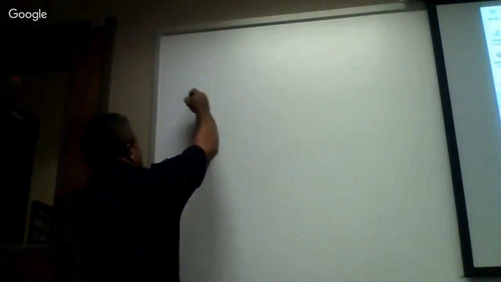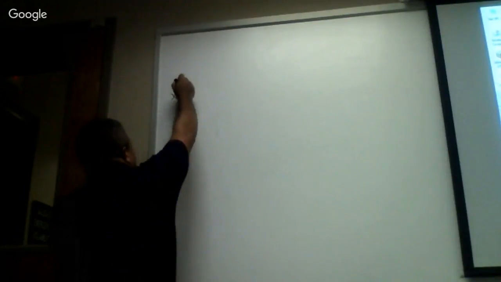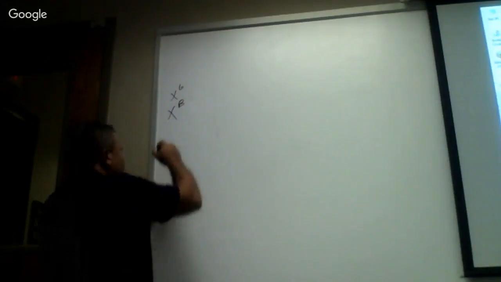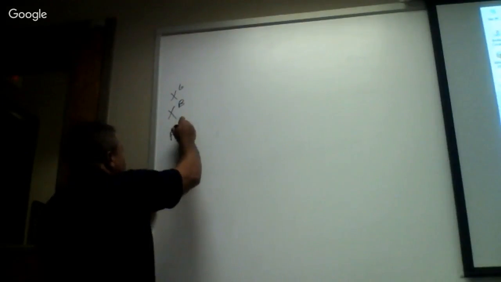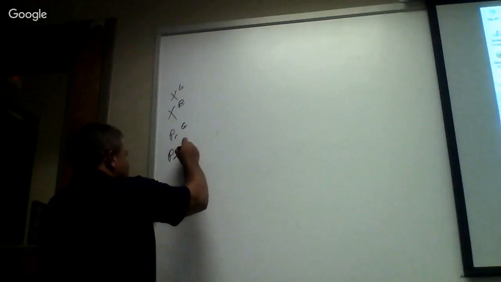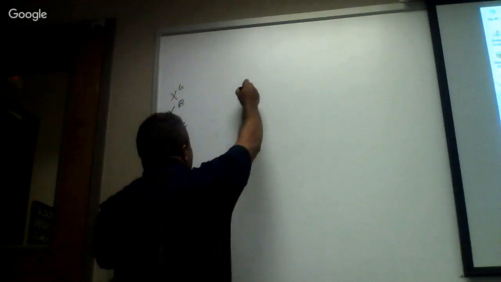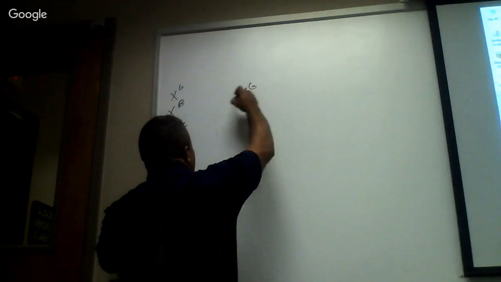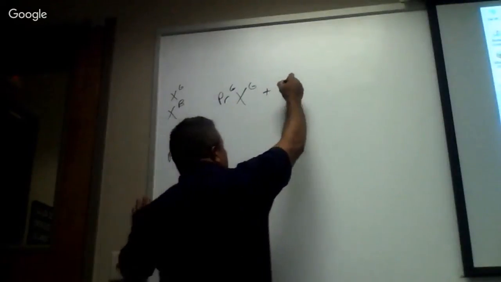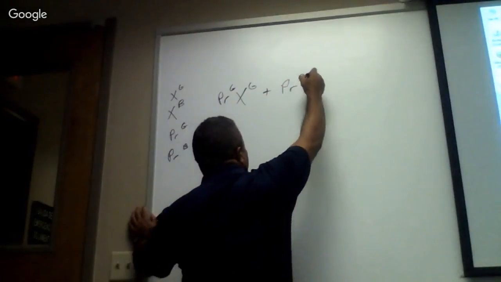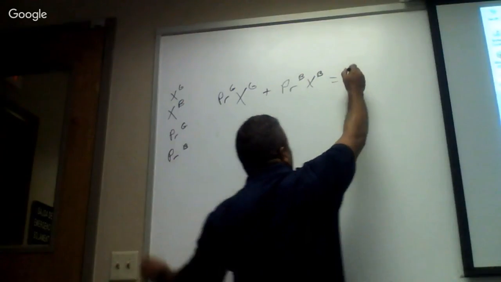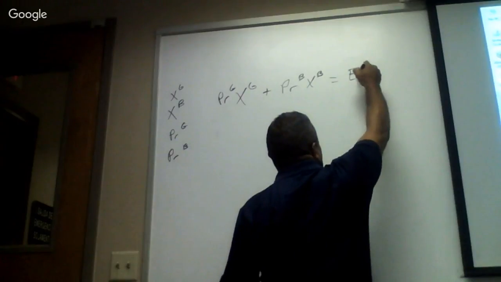Okay. So I have XG, XB. I have the probability of good things happening when I raise the price, and the probability of bad things happening. XG times the probability of good things happening when I raise the price, plus the probability of bad things happening times the payoff of bad things happening, gives me my expected payoff.